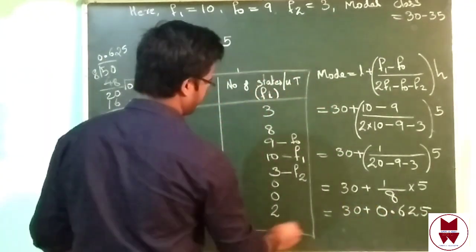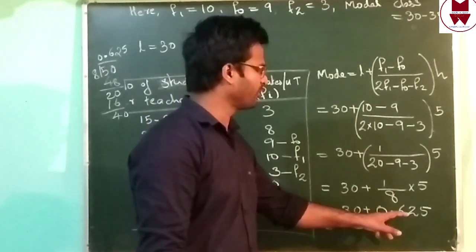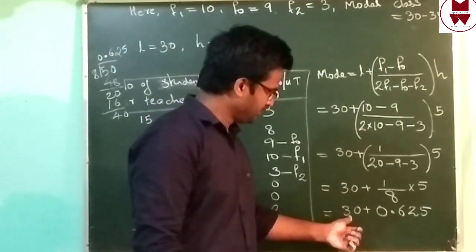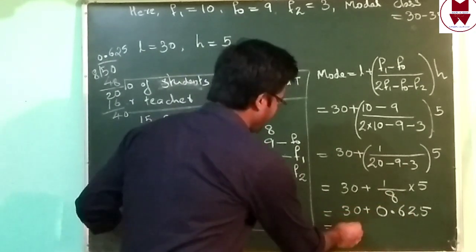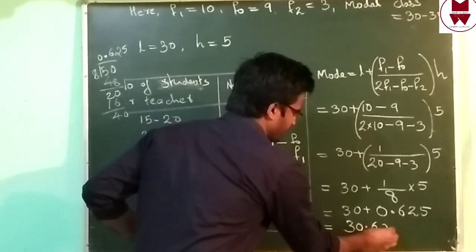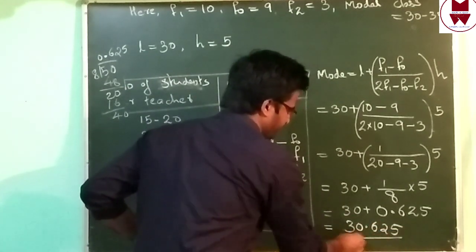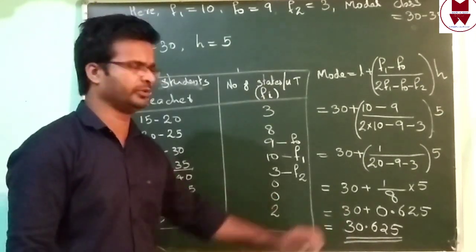0.625 equal to, we can add 30 plus 0.625. Check it. In here 30 plus 0. That will be 30, isn't it? 30. Then remaining part, decimal number we can write 0.625. This is our answer. What will be unit?